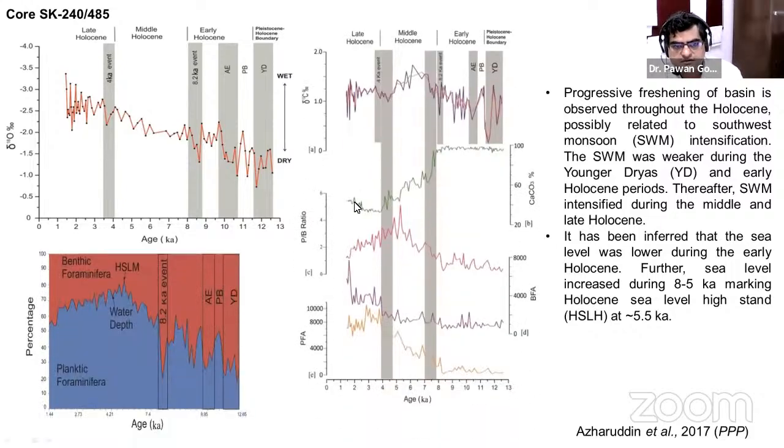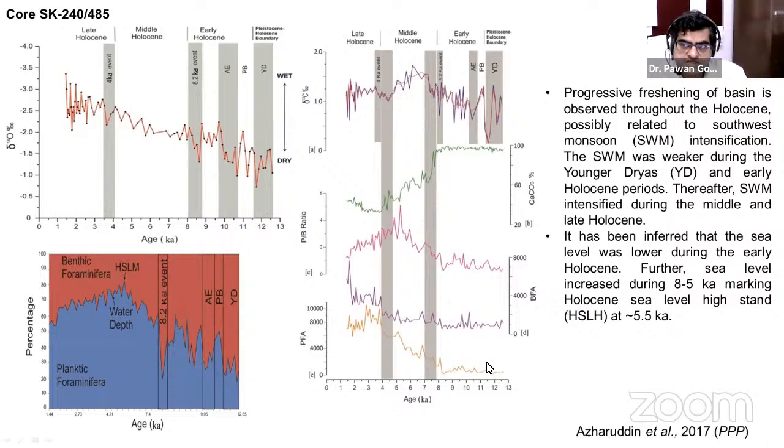Secondly, I have done planktonic foraminiferal assemblage or planktonic foraminiferal abundance data set, benthic foraminiferal assemblage data set, P by B ratio, and the delta carbon 13. Delta carbon 13 again shows that during the dry period you have less productivity, and during the wet period you have a little bit higher productivity. And in this area, we have seen the planktonic foraminiferal abundance, which is showing that it was very low.